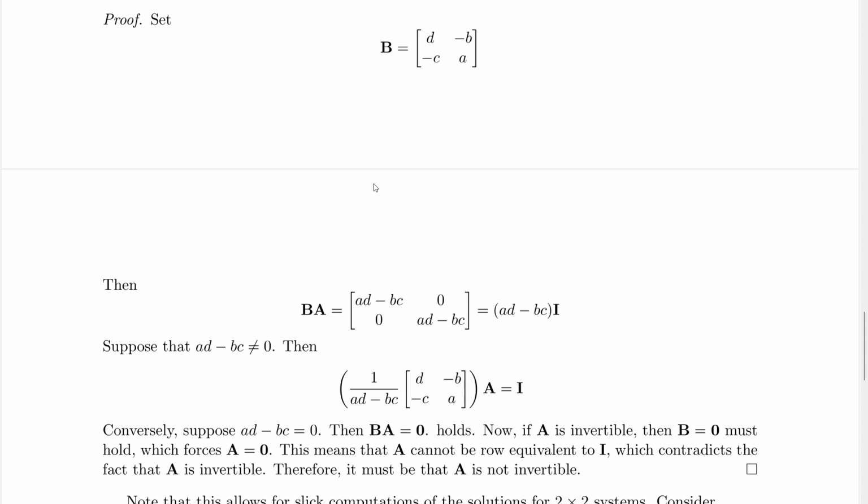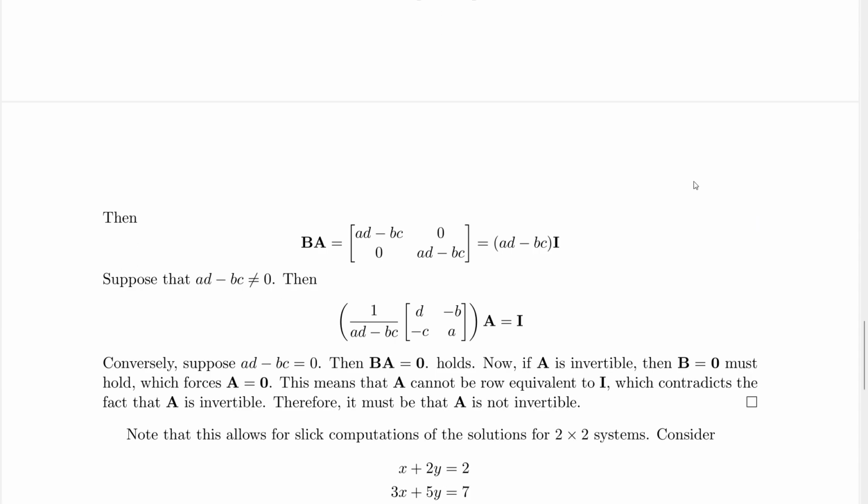A is invertible precisely when the magic number is non-zero, and when the magic number is non-zero, we have that formula for the inverse. So, a very famous formula, we now have it, and note that this allows for some slick computations for 2x2 systems. So suppose I wanted to solve x plus 2y is 2, 3x plus 5y is equal to 7.